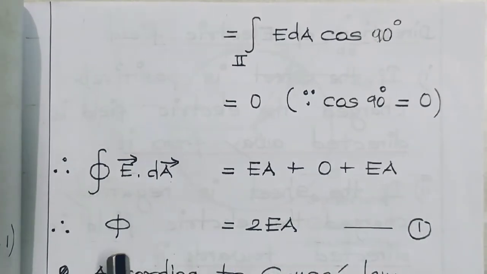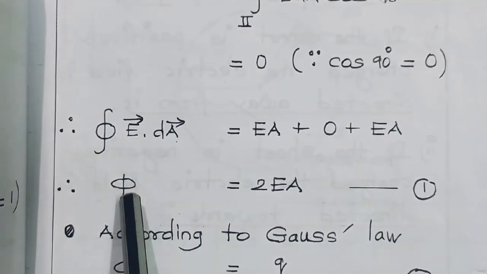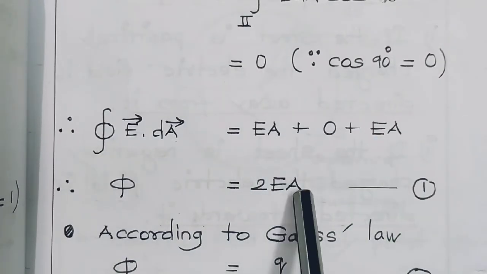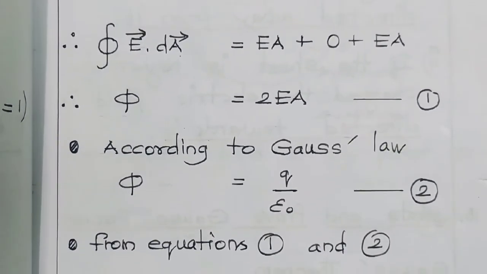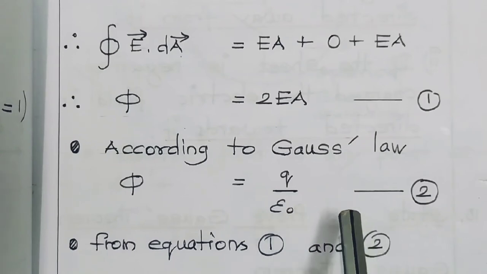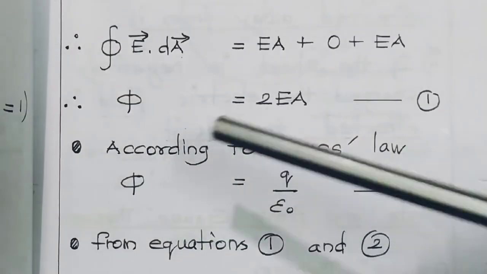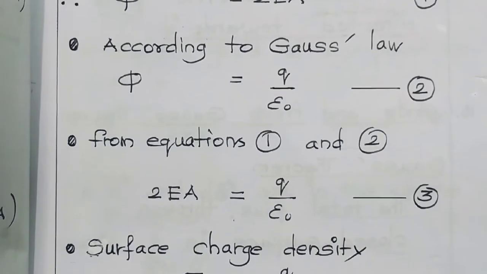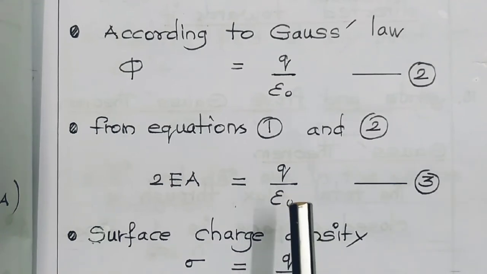So in the next step, integration of E vector dot dA vector is equal to phi, I mean the electric flux. Here EA plus EA, 2EA. Let it be equation number 1. Then, according to Gauss law, we know that phi is equal to Q by epsilon naught. Let it be equation number 2. Here, the left hand sides are equal, so the right hand sides must be equal. So, from equations 1 and 2, we get 2EA is equal to Q by epsilon naught. Let it be equation number 3.